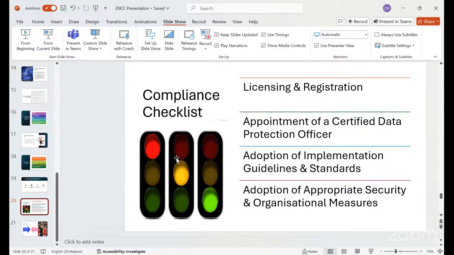In general, SI 155 requires you as controllers to make sure that you are properly licensed and registered as controllers, that you are appointing a certified data protection officer, that you are adopting and implementing standards and guidelines that you're required to in terms of the law, and that you adopt appropriate security and organizational measures to ensure the security, integrity and availability of the data that you process.